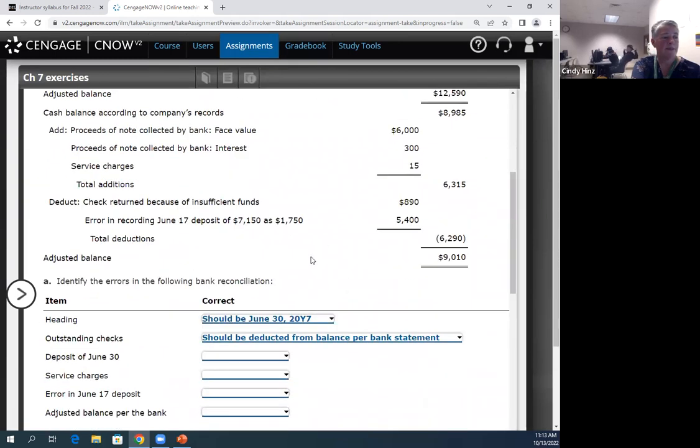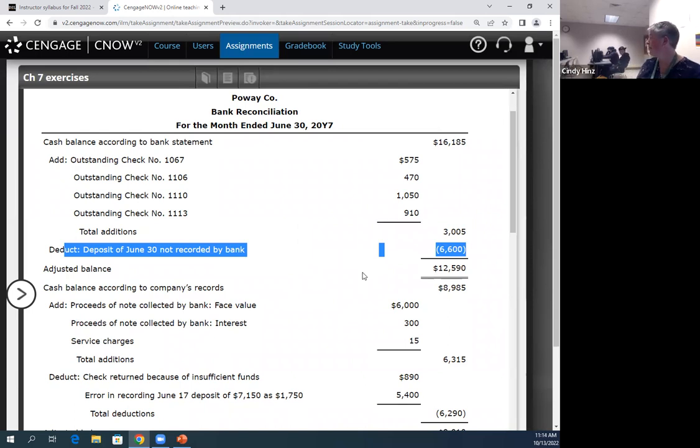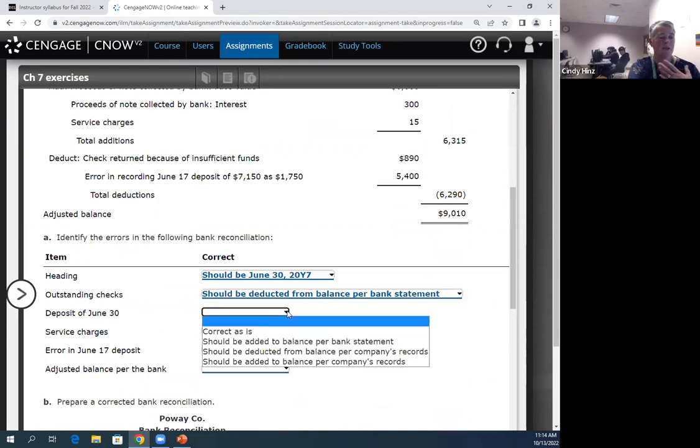The next item is the deposit of June 30th. This says deduct deposit of June 30th, 6,600. What's wrong with that? Should be added. We've already added it to our records. The bank doesn't know about it yet. It's called the deposit in transit.